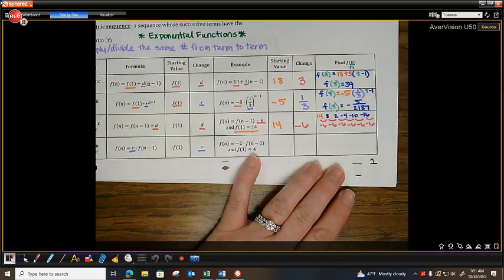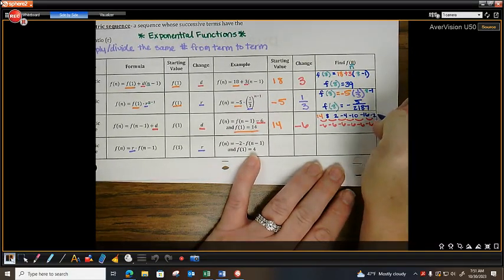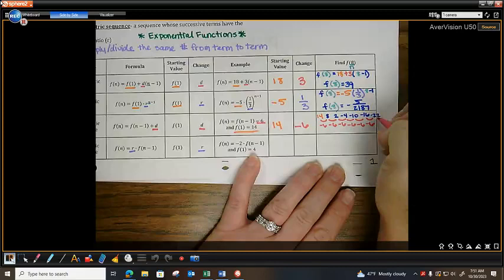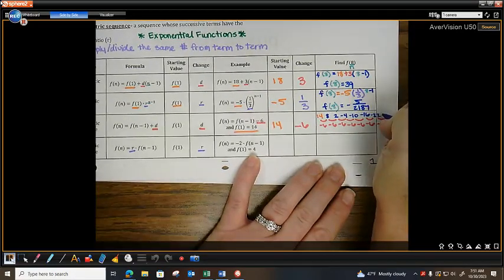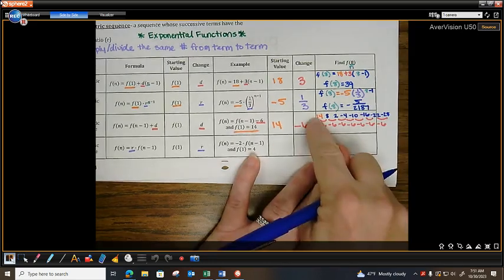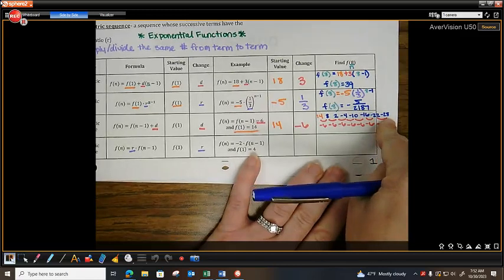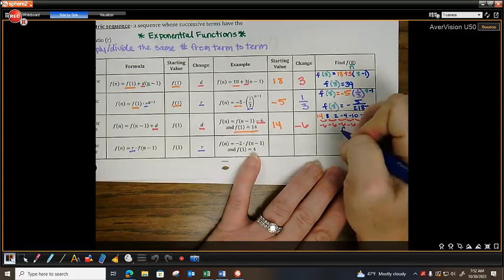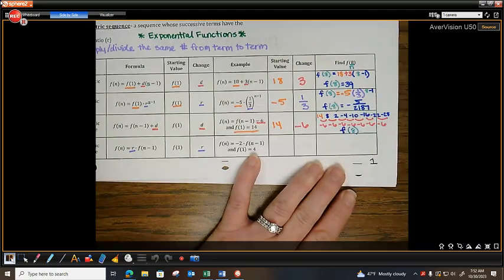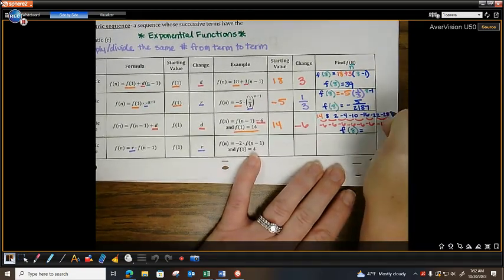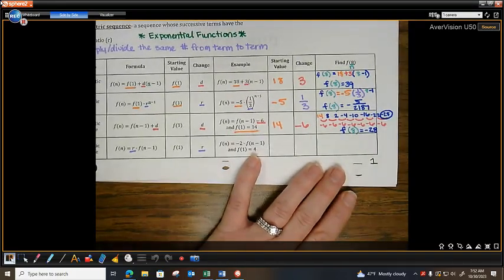Minus 6 puts us at negative 22. Keep going, and we are at what? Negative 28. 1, 2, 3, 4, 5, 6, 7, 8. Do I now have my 8th term? Yes, so f of 8 is what? Negative 28.